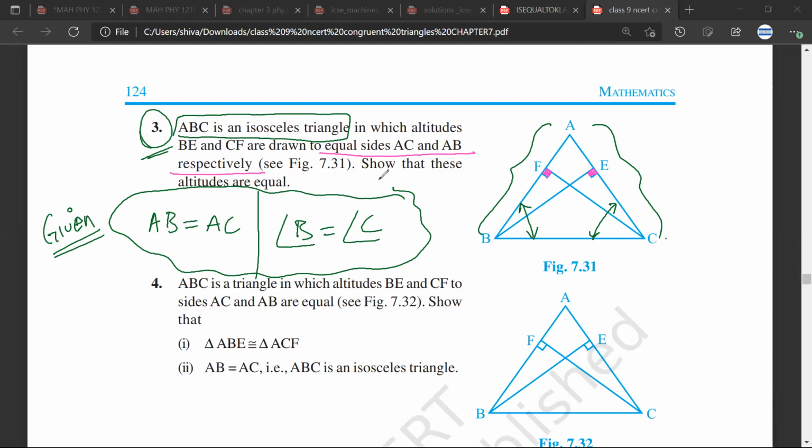Now you need to show that these two altitudes are equal. So what they are asking you is that CF is equal to BE. Sarthak, have you understood? Now, whenever you see such questions, it is always advisable that you select the triangles. For example, I'll be selecting this triangle, which looks like this. And as I had advised in one of my lectures, it is always beneficial if you can separate the triangles.